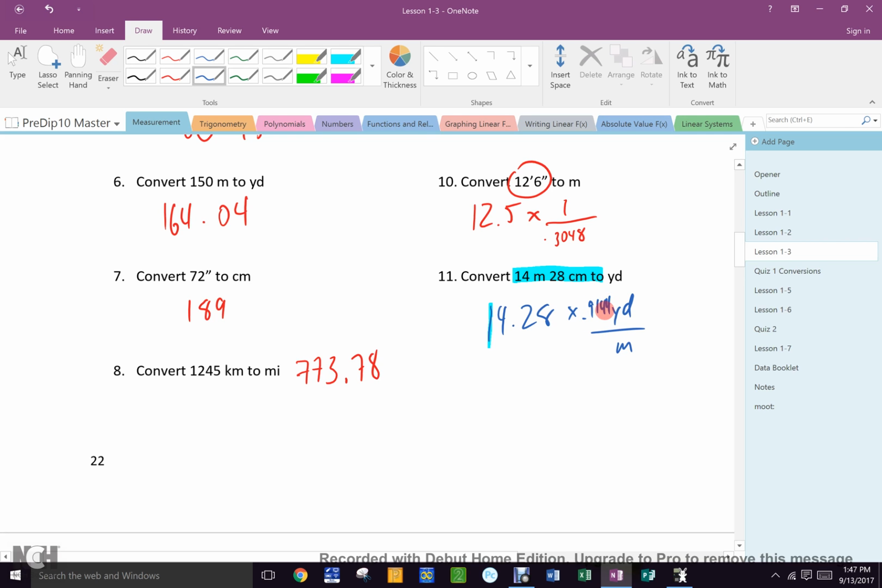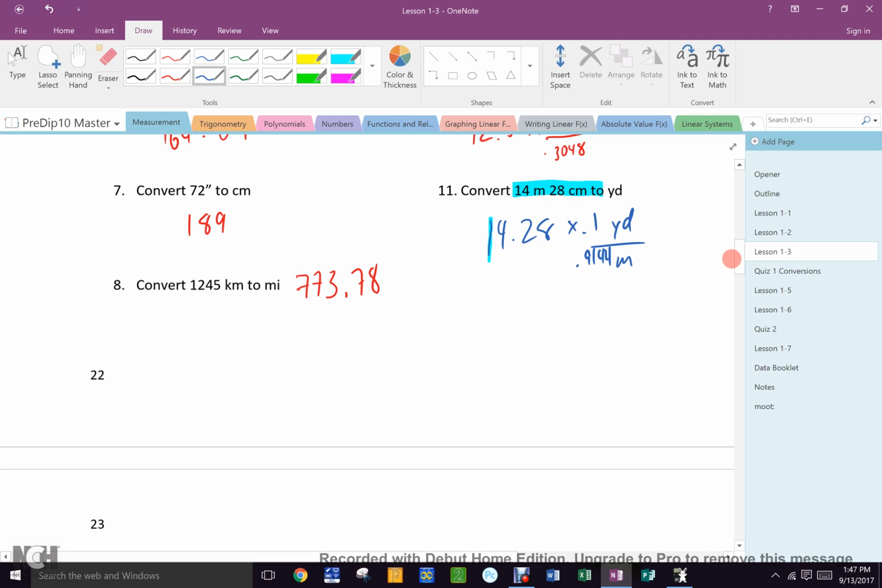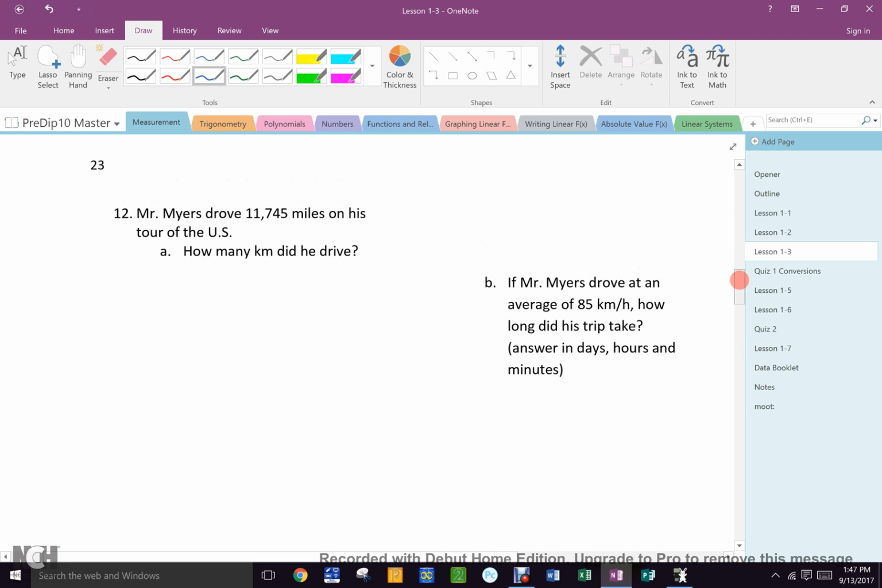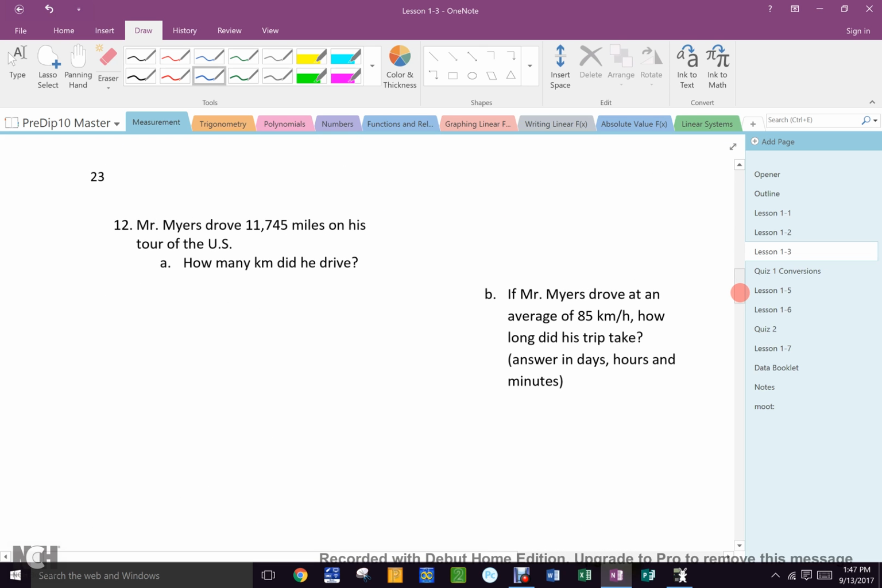1 yard is 0.9144 meters. Okay, is everybody good? Whatever the answer is, like 16 point something or 15 point something. Everybody good? 50.62. Great. You guys do number 12, the bully question. Go. I don't want to be bullied.